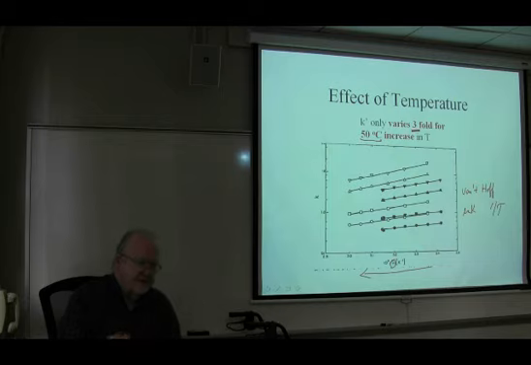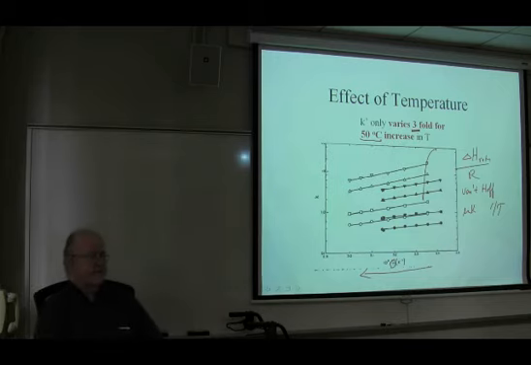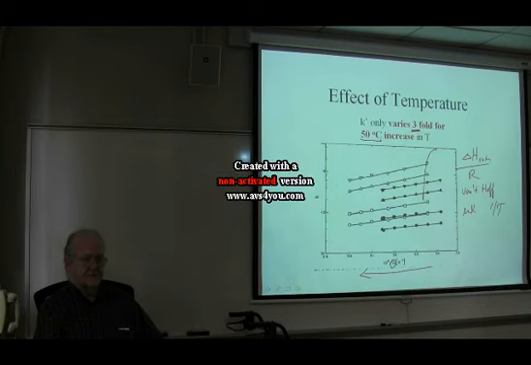The slope is the enthalpy of the process. So if I calculate the slopes of this stuff, the slope is delta H of retention divided by R. So if you got a small slope, you have a small delta H of retention.